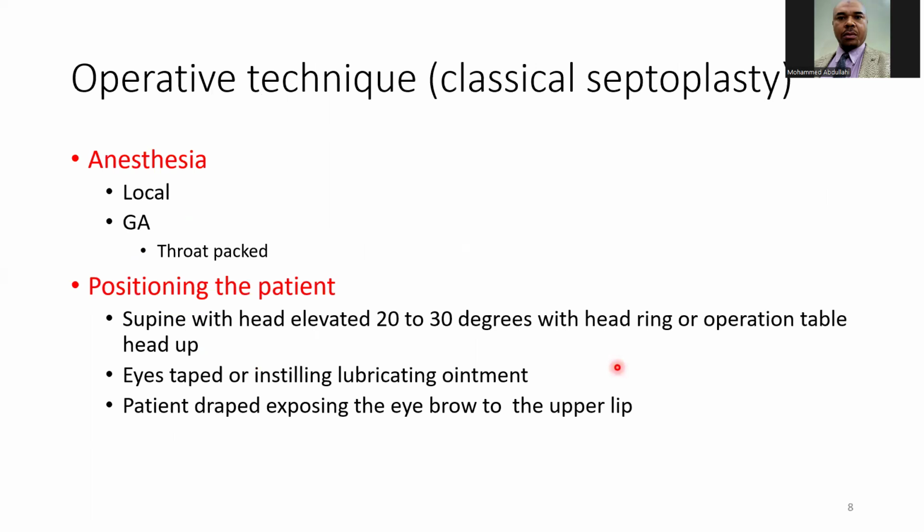Septoplasty can be done under local or general anesthesia. General anesthesia is more preferable because it maximizes patient comfort and also optimizes airway protection. For a patient undergoing general anesthesia, the throat should be packed with wet gauze. The patient lies supine with the head elevated to about 20 to 30 degrees, head up, the eyes taped, and the patient draped, exposing the face from the eyebrow to the upper lip.